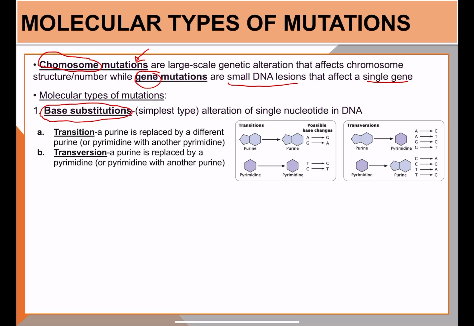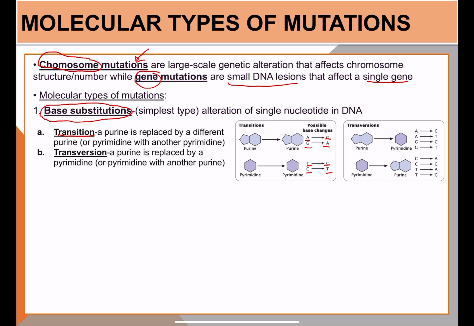There are two types of base mutations. One is called transition base substitution, which is when a purine is substituted by another purine. So from an A to a G, or from a G to an A, vice versa, or a pyrimidine for another pyrimidine. So a T to a C or C to a T.